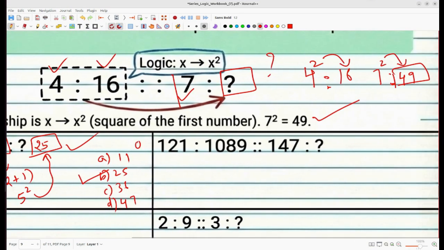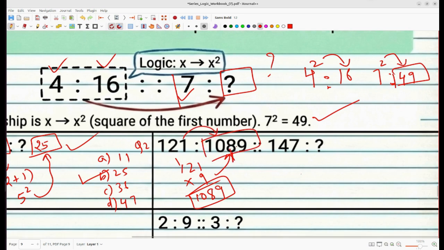Let's see the question number 2. Can you identify here what is the logic? I got the logic actually. What is the logic? 121 into 9. If you do, we'll get this number. How? 9 1 ja 9, 9 2 ja 18, 1 carry, 9 1 ja 9 plus 1, 10. 1089 we got, right? Which is the next number.